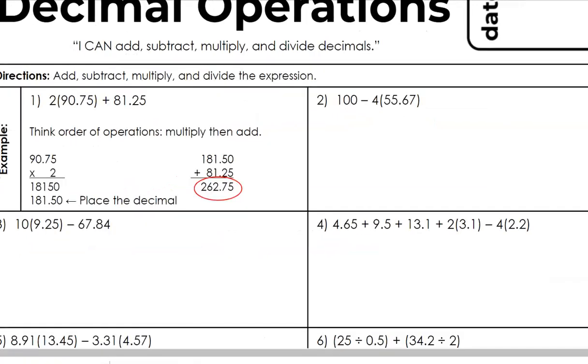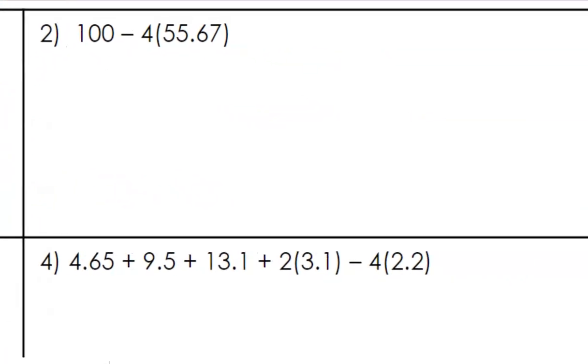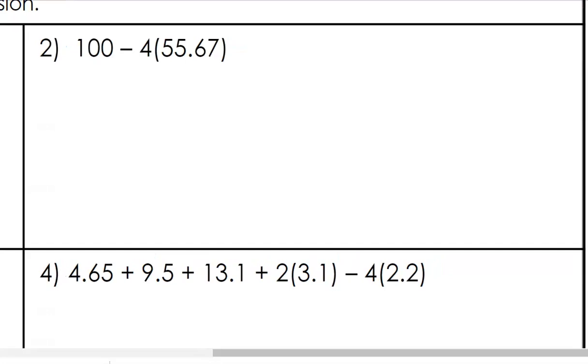So let's look at this first. Let's look at number 2. Bring this over a little bit. All right, so first here, what we have in this problem, read it to you. We have 100 minus 4 times, that's in parentheses. So when you put a number in parentheses and there's no operation between the parentheses and a number or a variable, it's automatically multiplication here. So this is times 55 and 67 hundredths, because that last number 7 is in the hundredths place.